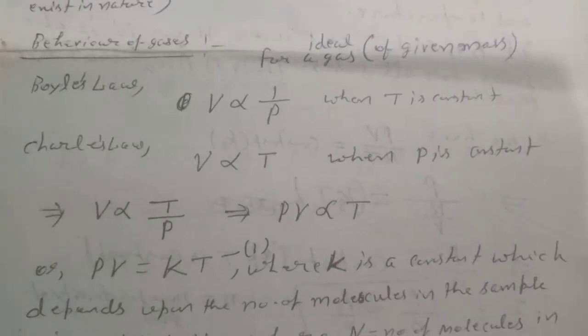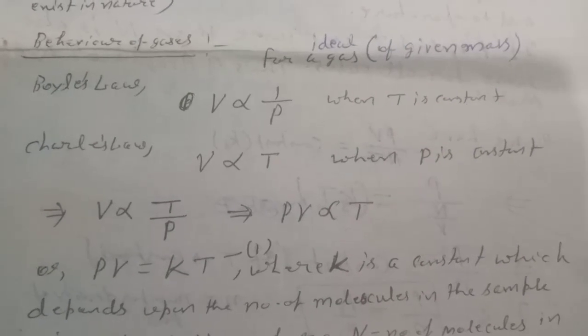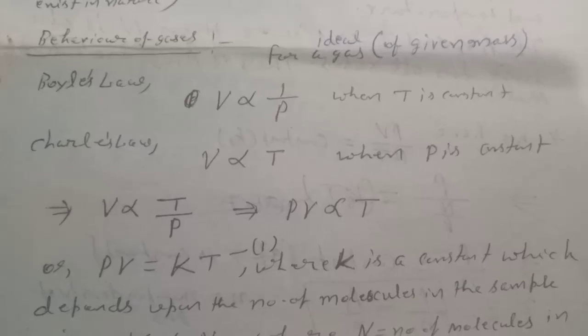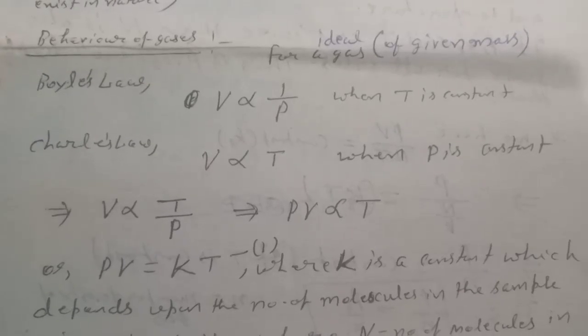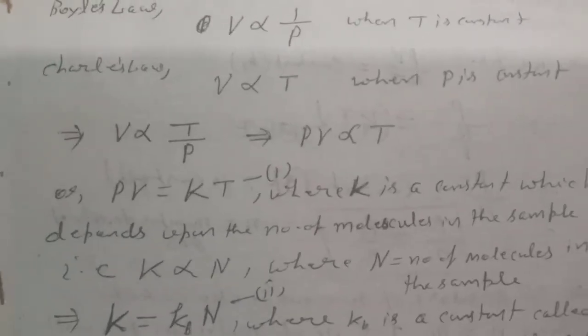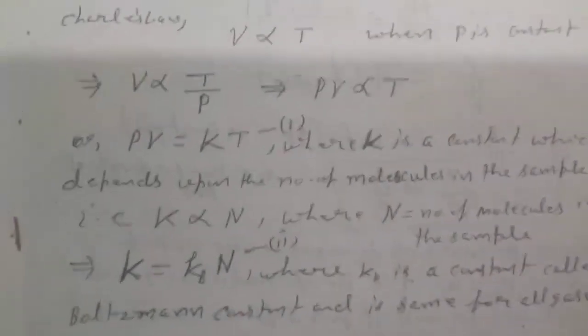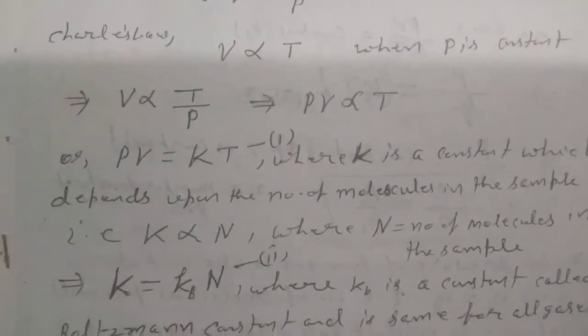Behavior of gases for an ideal gas of a given mass. Boyle's law: V is proportional to 1/P when T is constant. Here V is volume, P is pressure, and T is temperature. Charles' law: V is proportional to T when P is constant. This implies V is proportional to T/P.